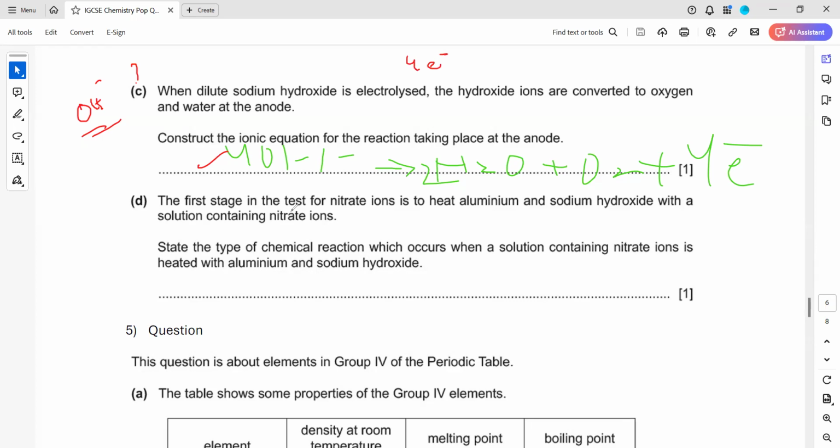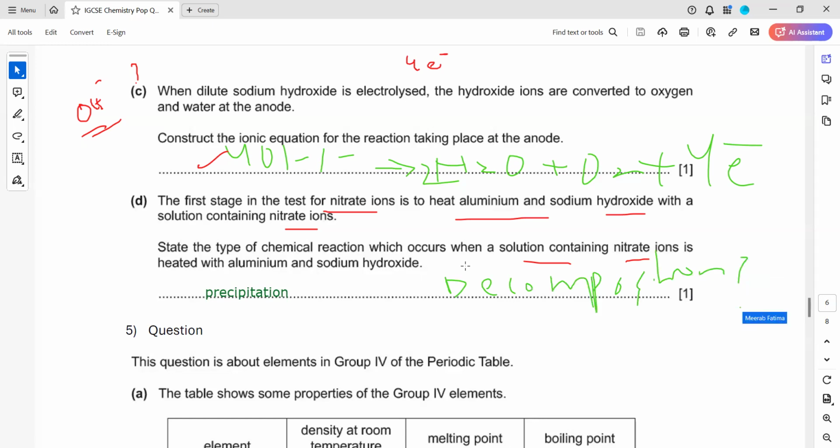The first stage in the test for nitrate ion is to heat aluminium and sodium hydroxide with a solution containing nitrate ion. State the type of chemical reaction that occurs when the solution containing nitrate ion is heated with aluminium and sodium hydroxide. What kind of reaction happens? Redox reaction or reduction.